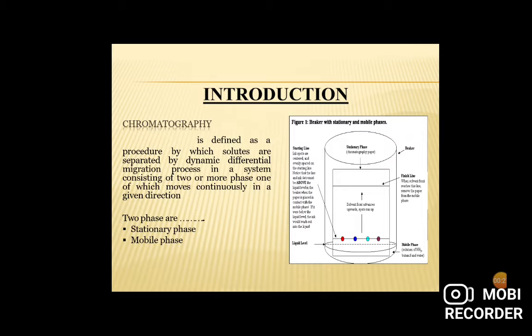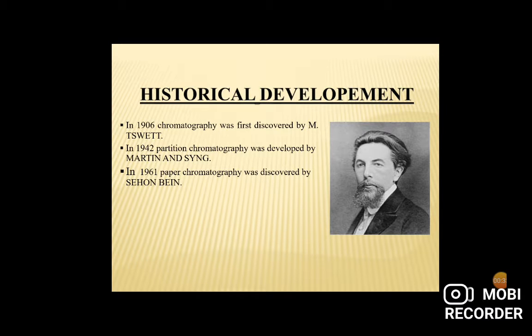The two phases are the mobile phase and the stationary phase. Chromatography was first discovered by the scientist Tswett in 1906, and in 1942 partition chromatography was developed by Martin and Synge, and in 1961 paper chromatography was discovered by Sean Bell.